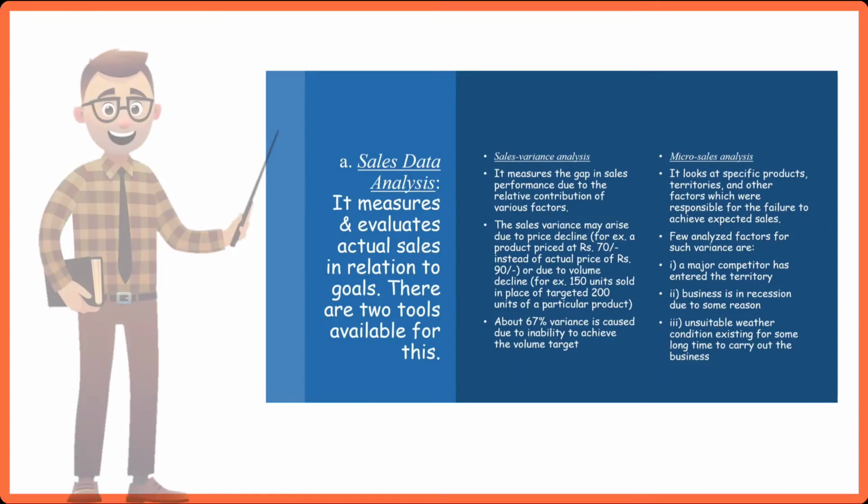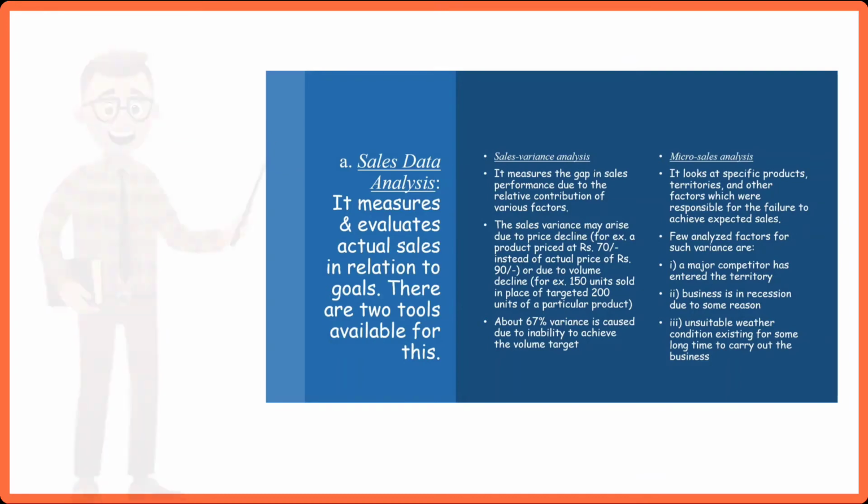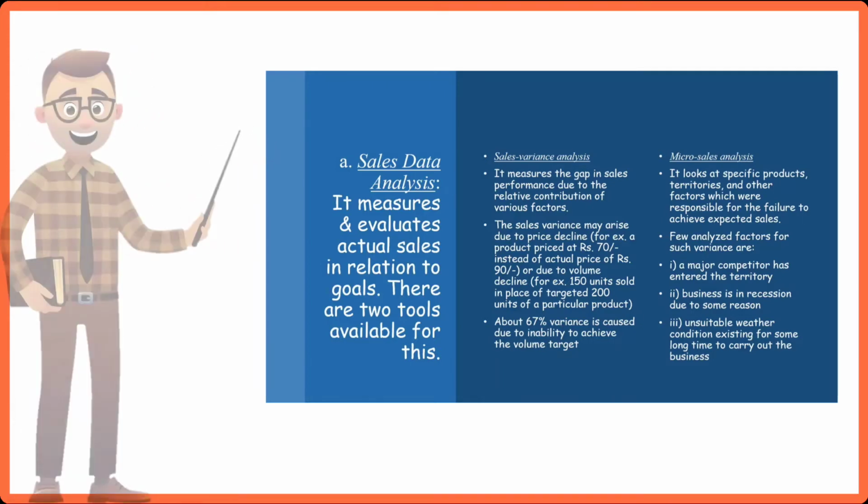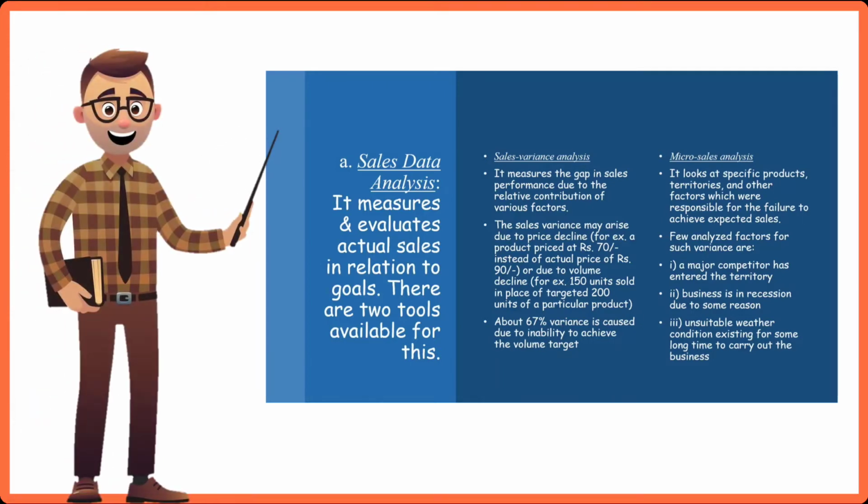The sales variance may arise due to price decline, for example, a product priced at rupees 70 instead of the actual price of rupees 90, or due to volume decline, for example, 150 units sold in place of a targeted 200 units of a particular product. About 2/3 of the variance is caused due to inability to achieve the volume target.